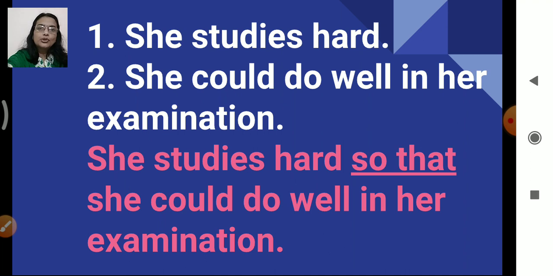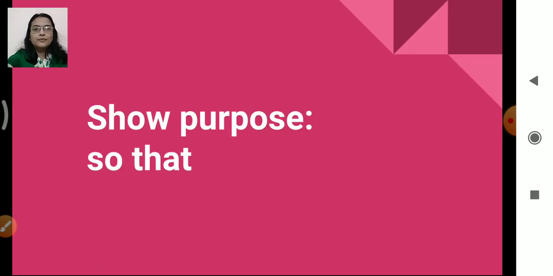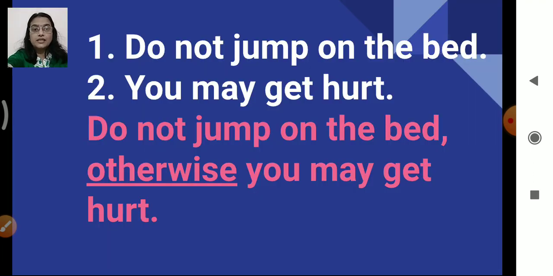Why is she studying hard? So that she could do well in her examination. Okay, so it shows what? Purpose. So that. They are showing the purpose.